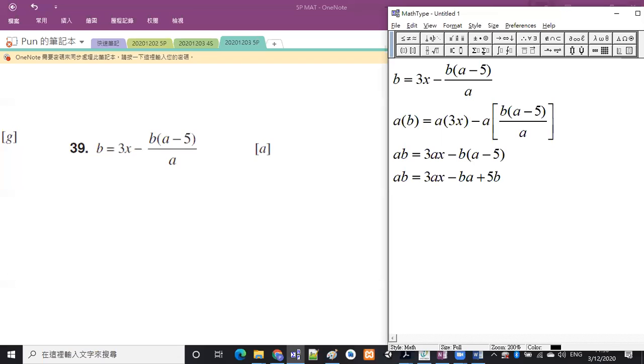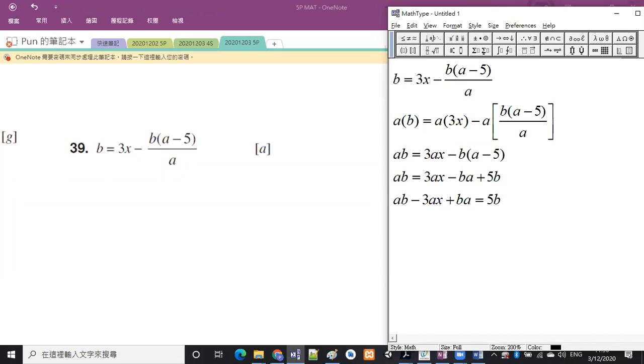So there is only one non-a term, that is 5b, and it is on the positive side, so I'm going to keep it on the positive side. Just move all the terms to the other side. So minus 3ax plus ba is equal to 5b.